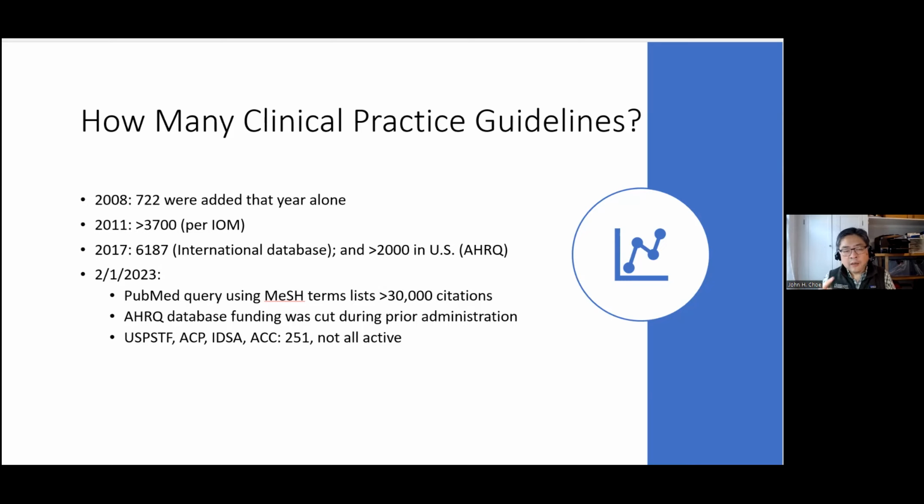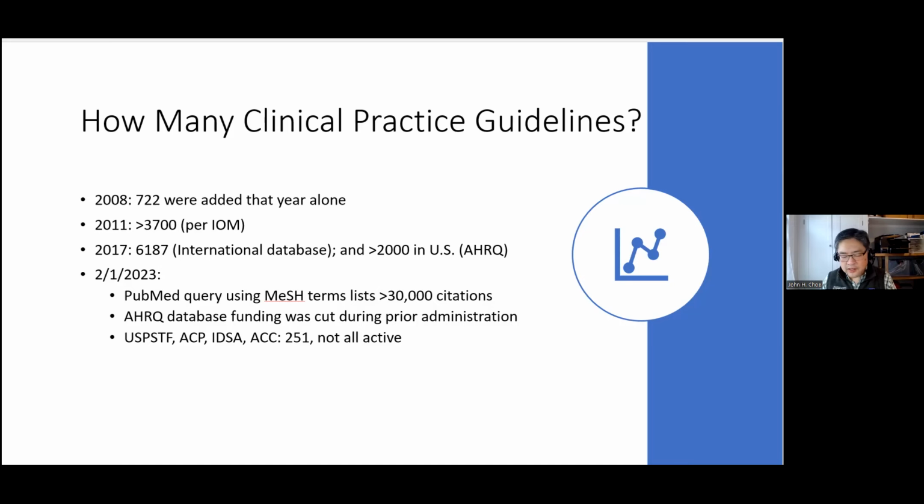The AHRQ database that I mentioned had its funding cut, and so it's no longer active, during the prior administration. You may realize they had different priorities than the current administration. And when I counted yesterday, I went through the USPSTF, the US Preventive Services Task Force, the American College of Physicians, IDSA, ACC, just to take a few that I commonly use.